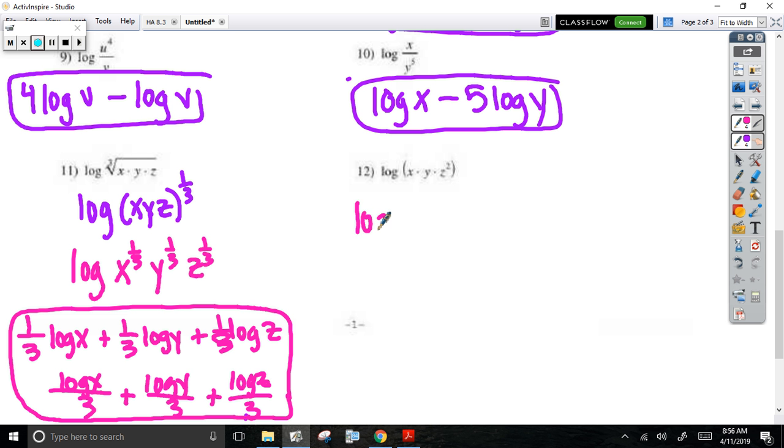The next one shouldn't be too bad. We are just splitting these up. And the last one, we need to move the power out front, so it'll be 2 log z.